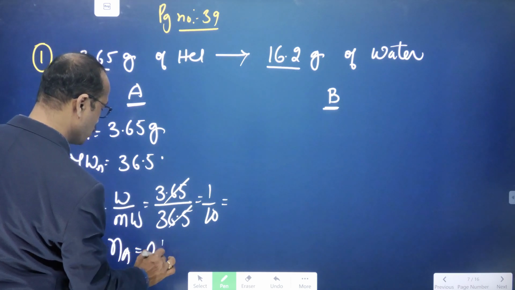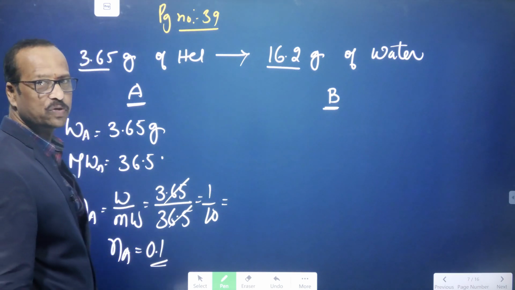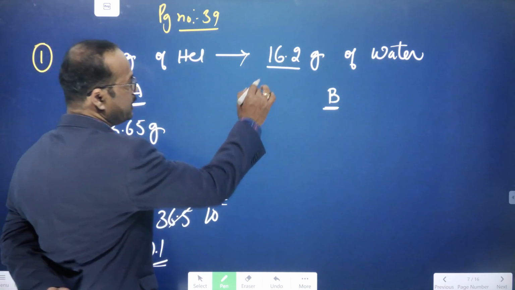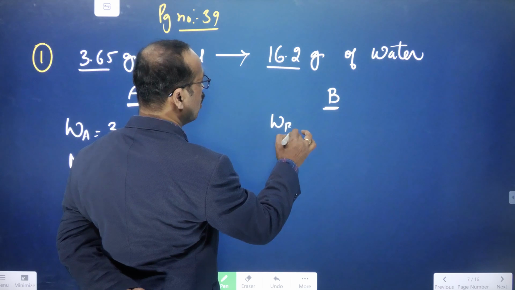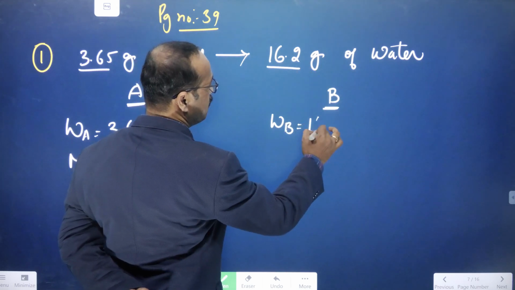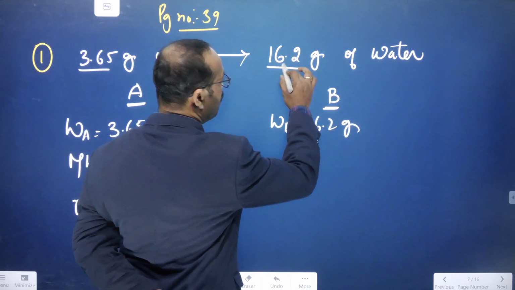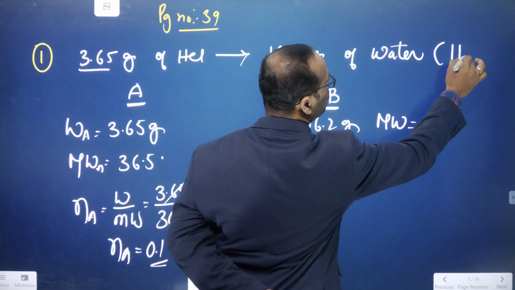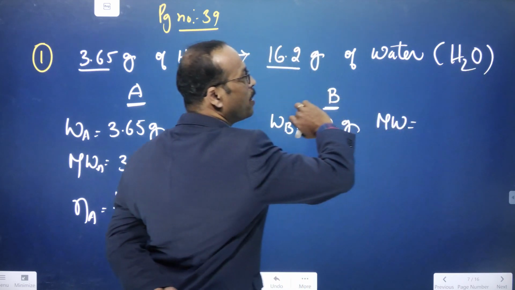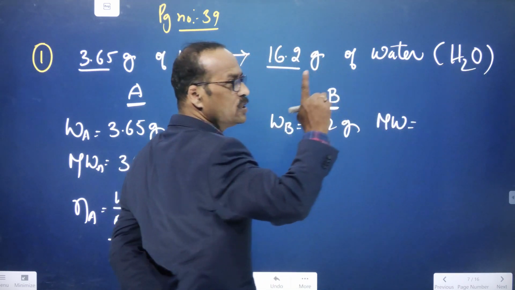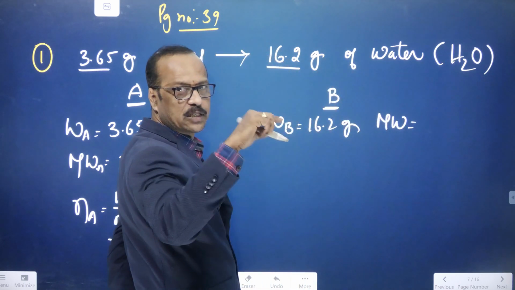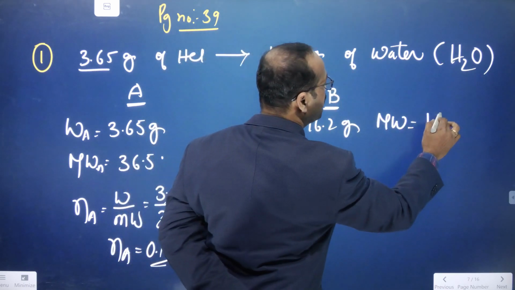So Na, the number of moles of solute, is 0.1. Understood? Now you do the solvent. The weight of the solvent is equal to 16.2 grams. Molecular weight of the solvent, water: the formula is H2O. What is the molecular weight of water? 2 hydrogens, 2 ones are 2, plus oxygen is 16. 2 plus 16 is equal to 18. So the molecular weight is 18.